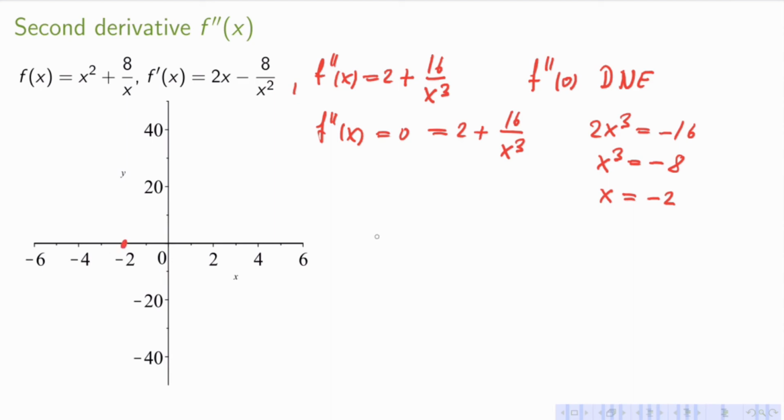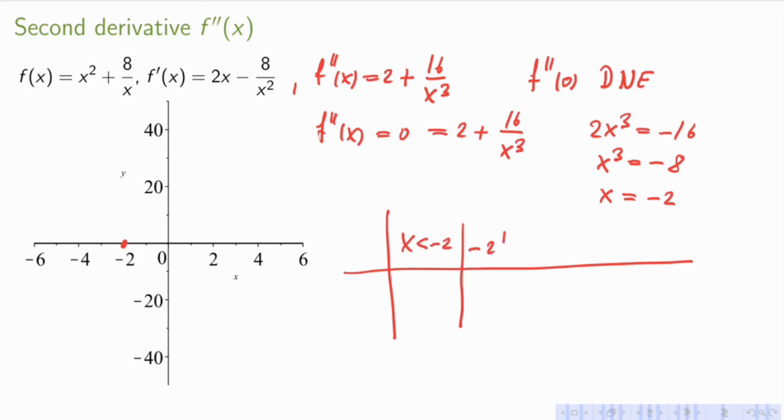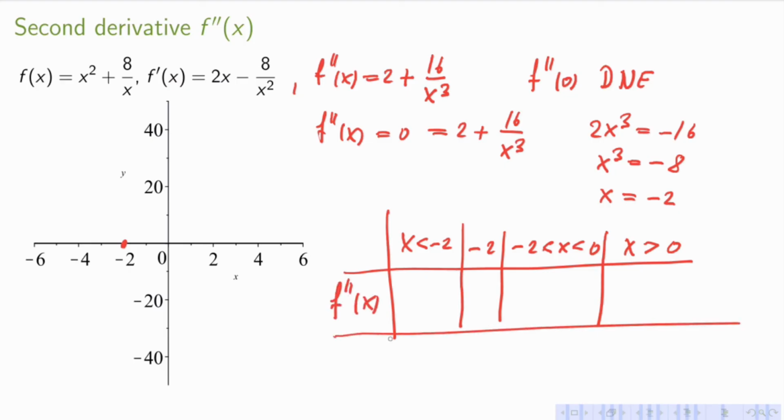Okay. Let's also make a table for f double prime. Then we have x is less than minus 2. We have minus 2. We have minus 2 less than x less than 0. And we have x bigger than 0. And now we want to know f double prime and also what it means for f. Okay, I forgot 0. Sorry. So then include a 0 here and then x bigger than 0 here.